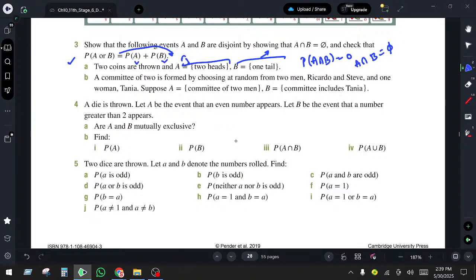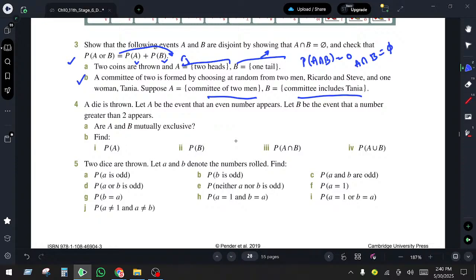Okay. So this is the thing you have to understand. So it is a committee of 2 men. The committee includes Tanya. Tanya is a female, she is a woman, and it is a man. So you can add up those things. It's still mutually exclusive events.